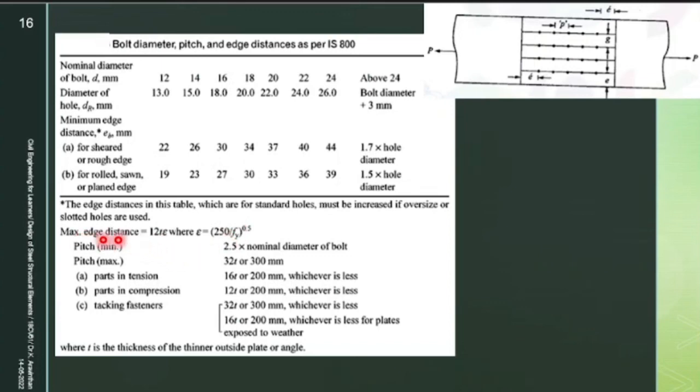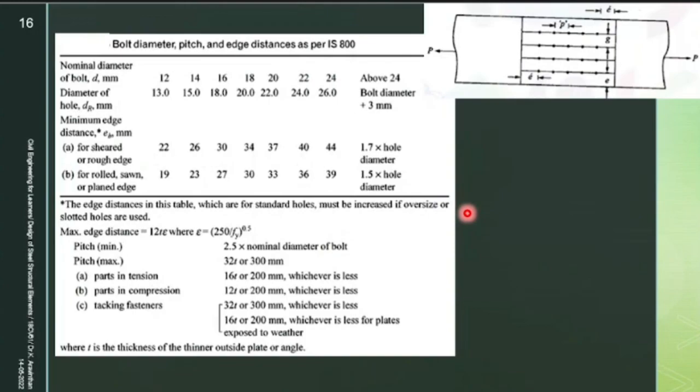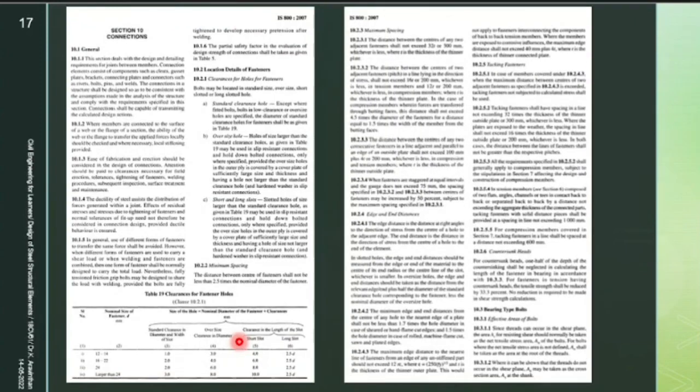The maximum edge distance should be 12 times t epsilon, and the minimum and maximum pitch distances are given in your code book. Can you find this? See, on the next page they have given all the things. I have given them in a tabular column. They have given it in a descriptive form. You can find all the components on the second page. What is the page number? 73 and 7.